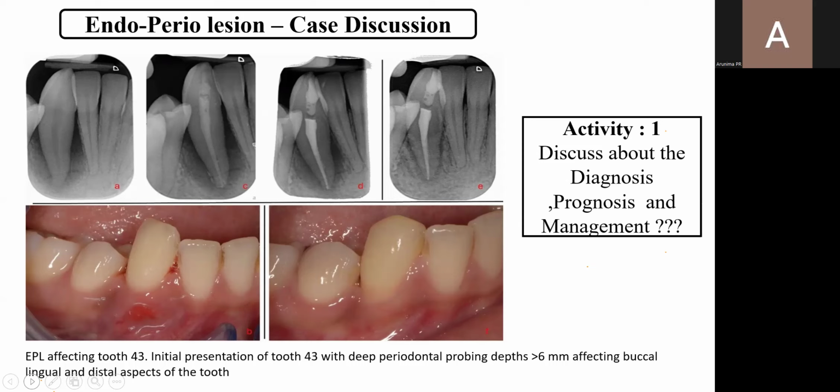We have gone ahead with the periodontal management because the periodontal probing depth is also more. And then with the bone grafting and GTR membrane, we were able to achieve and get back the health of the tooth.